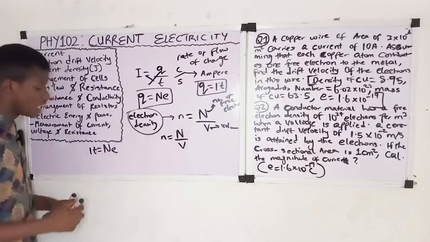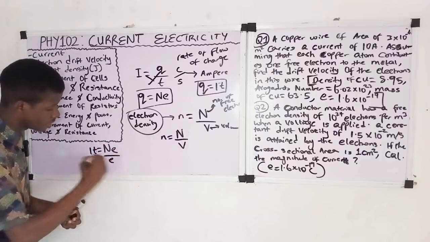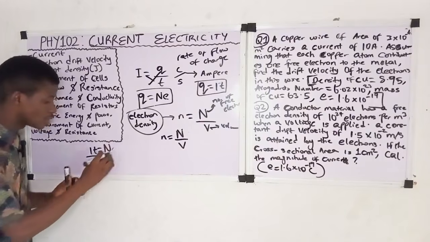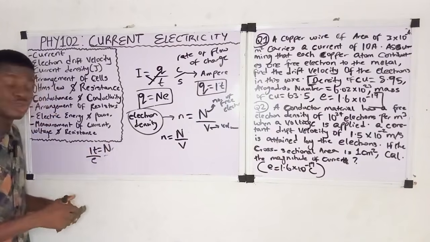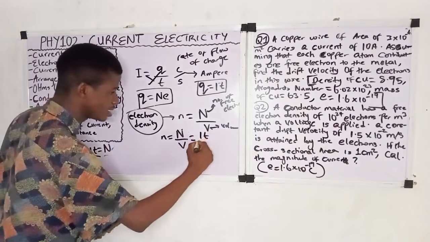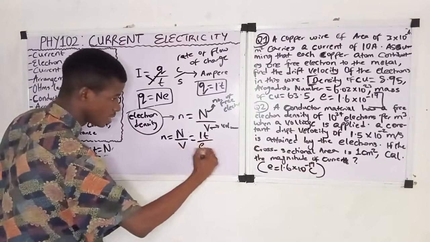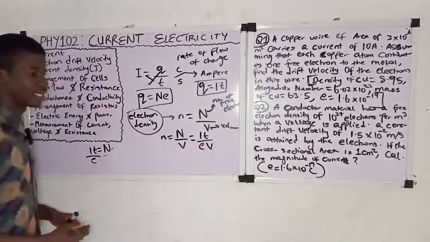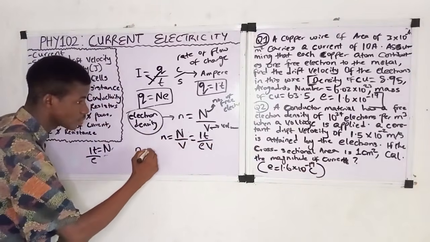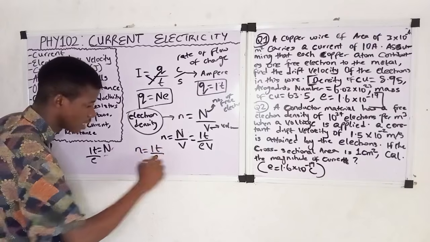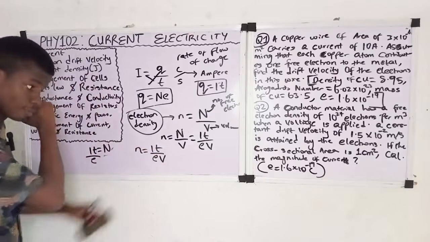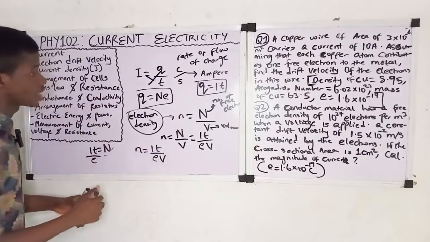I don't know if you understand. So we'll make N stand alone, dividing both sides by e, the charge of the electron. So we cancel this. Therefore, the number of free electrons is equal to IT over e. So whenever we see N, we'll put IT over e, then divide by the volume. From this we find that electron density is equal to current times time divided by the charge of electron times volume.